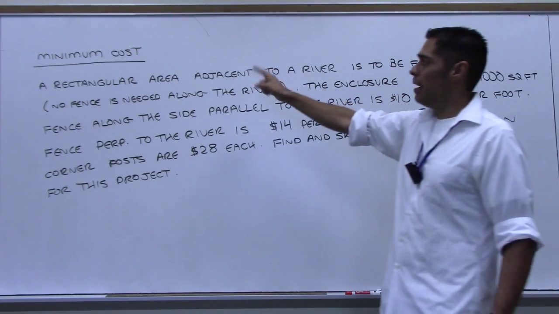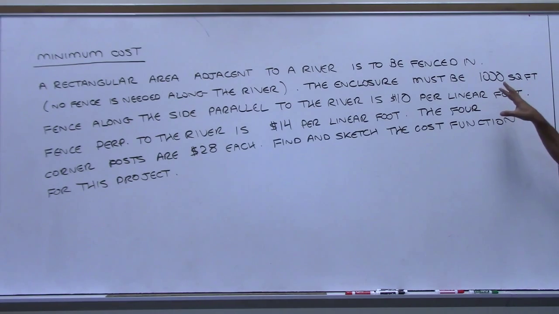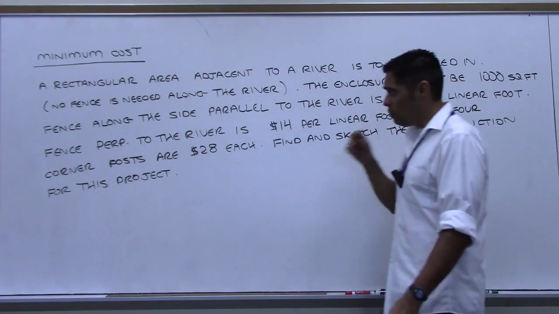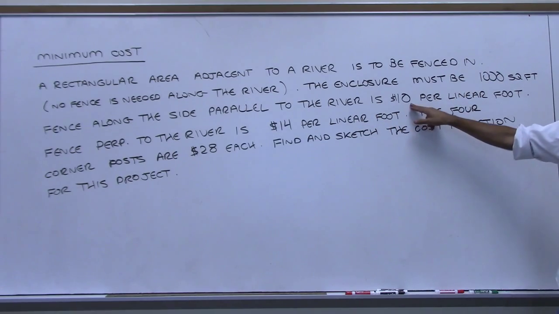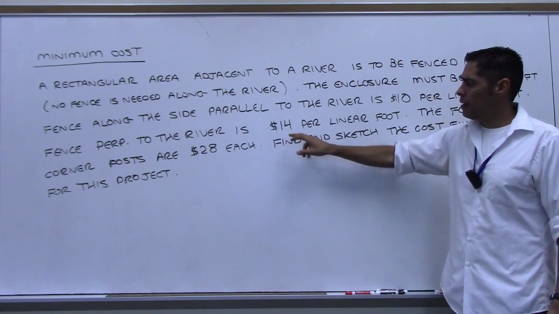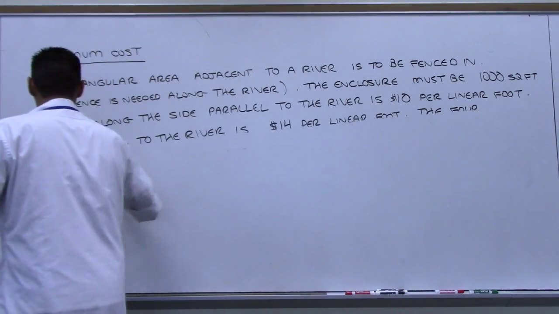You've got a rectangular area. Rectangular, everyone knows what a rectangle is, right? It's going to be next to a river. We need to build it so that it can hold 1,000 square feet. We need to keep in mind that the cost of the fencing parallel to the river is $10 per linear foot. The cost for the fence perpendicular to the river is $14 per linear foot, and then the corner posts are $28 each, and we need to figure out cost. So, time to draw a picture.